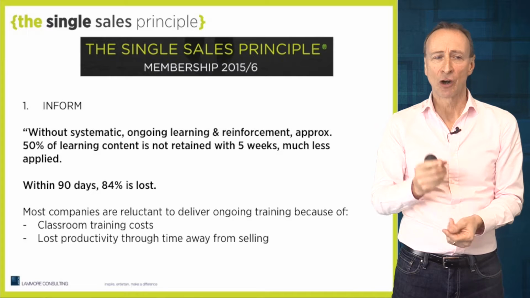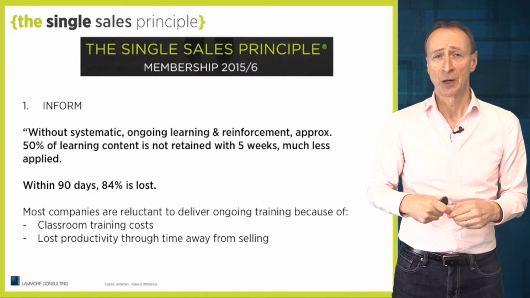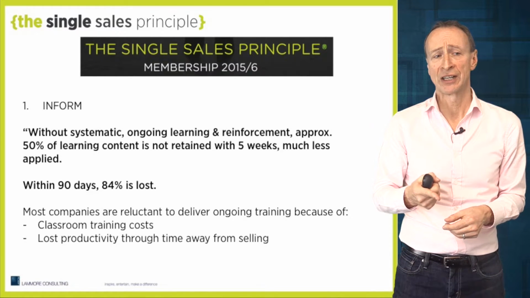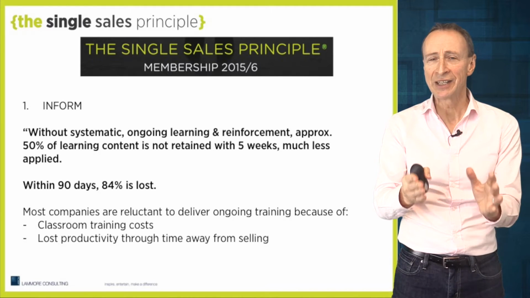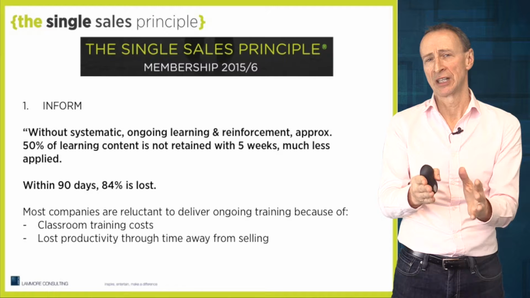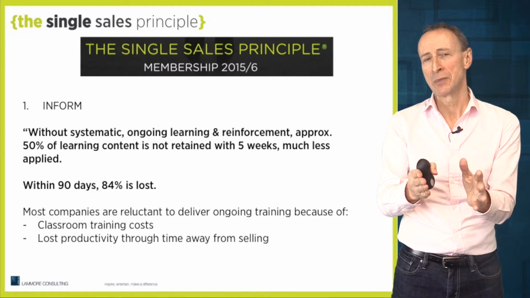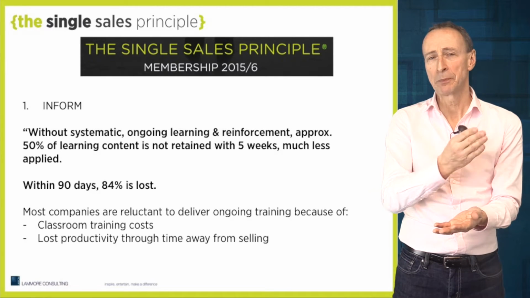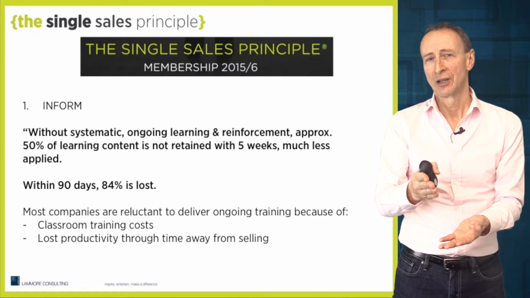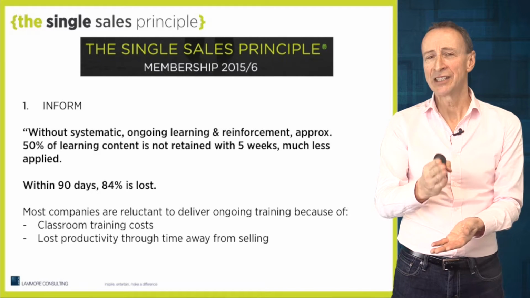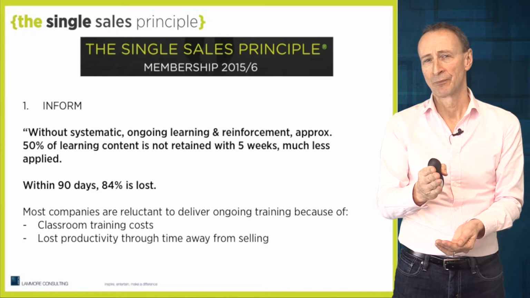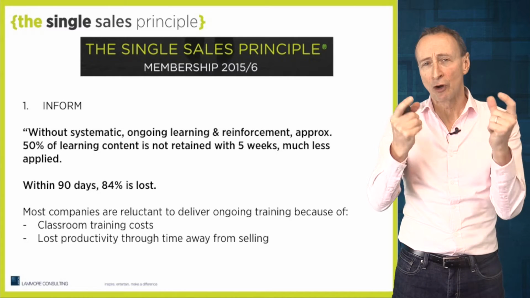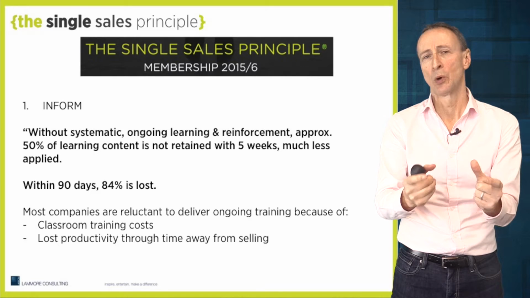Without systematic ongoing learning and reinforcement, approximately 50% of learning content is not retained within 5 weeks. Within 90 days, 84% of it is lost. So that effectively means when companies send people on a training course, in 3 months, 84% of the money that they have spent has been wasted. So this cries out for ongoing support.